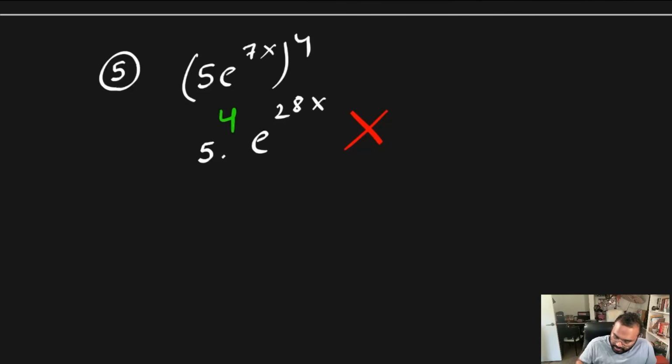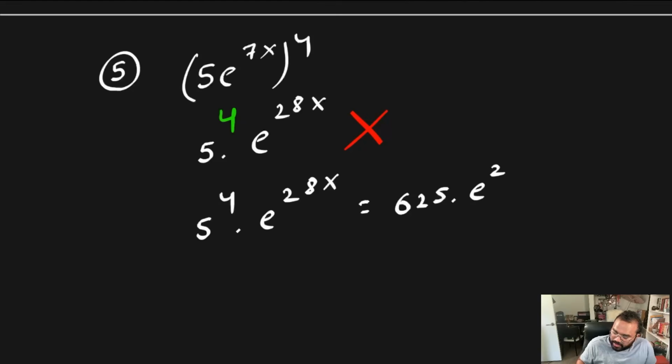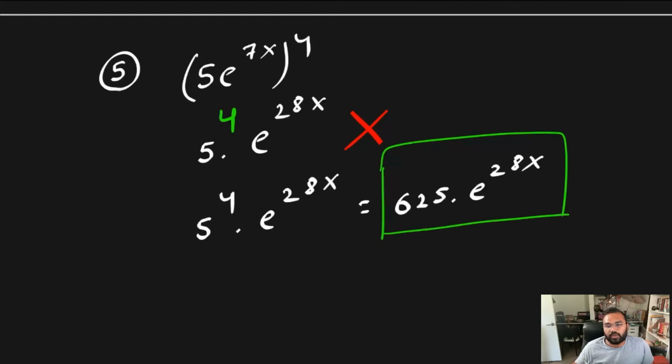So let's correct and write it. 5 to the power of 4 times e to the power of 28x. And we all know 5 to the power of 4 is 625, times e to the power of 28x. So now this is the answer for this question. Most students just forget to write 5 to the power of 4. They just go 5. So don't make that mistake.